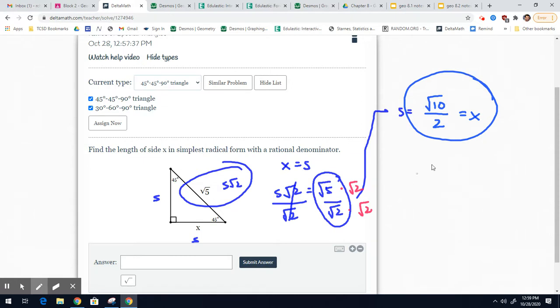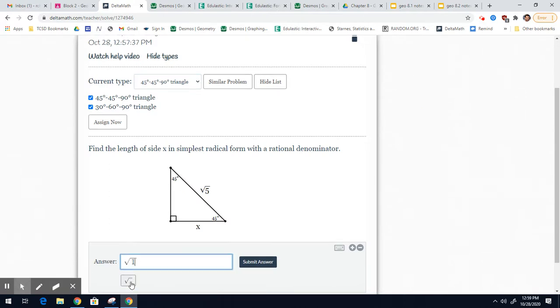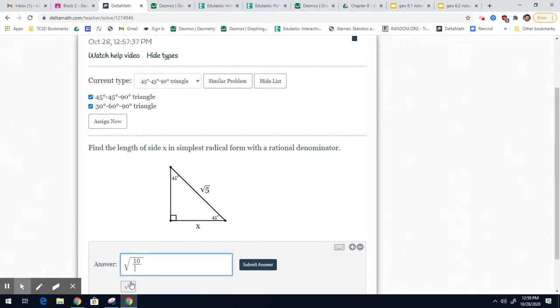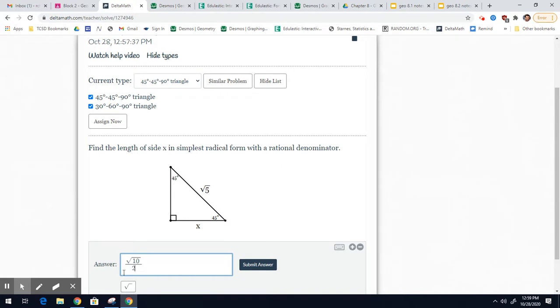Notice this bar is not underneath the square root. It's not like this, square root of 10 over 2. That's not what it is. The square root of 10 is solely on top, and the 2 on the bottom does not have a square root around it. So your answer is square root of 10. I press the arrow to the right. If I don't, look what happens. I don't want that. I don't want it inside. Press the arrow to the right, divided by 2. That's what I want.